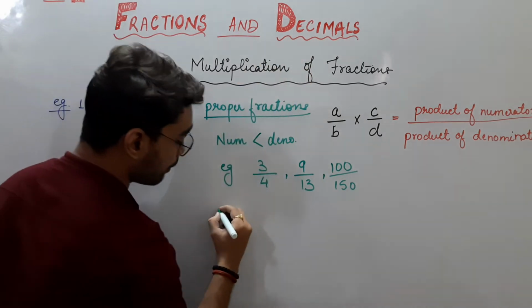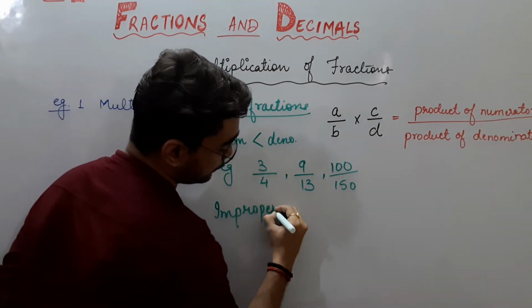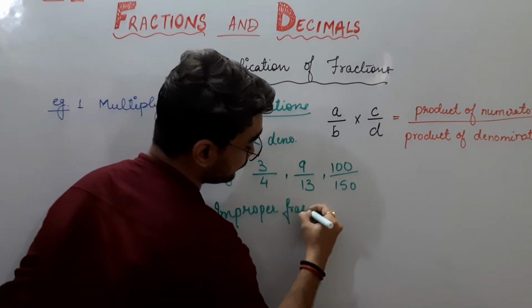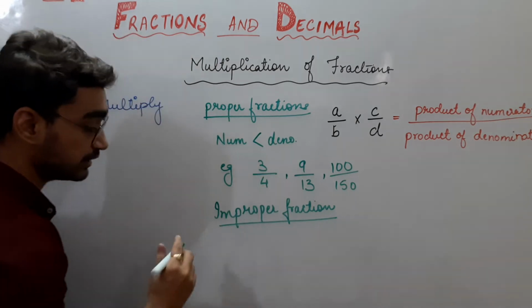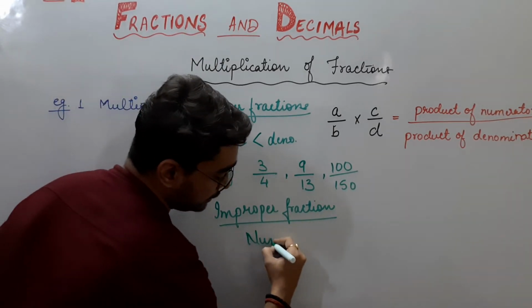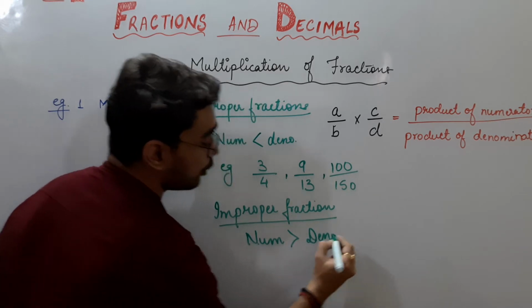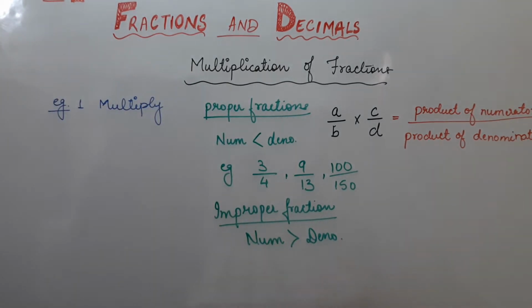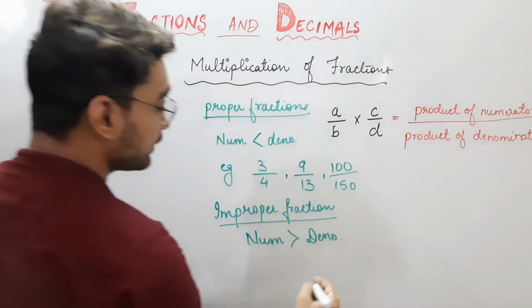And what about improper fractions? As you all know, improper fractions are those fractions in which the numerator is greater than the denominator. How can we find out, or what are the examples here?